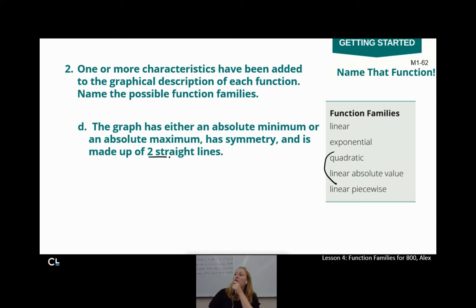Oh, made up of two straight lines. What? It's straight lines. That has to be our V. That has to be the linear absolute value functions. Yay.